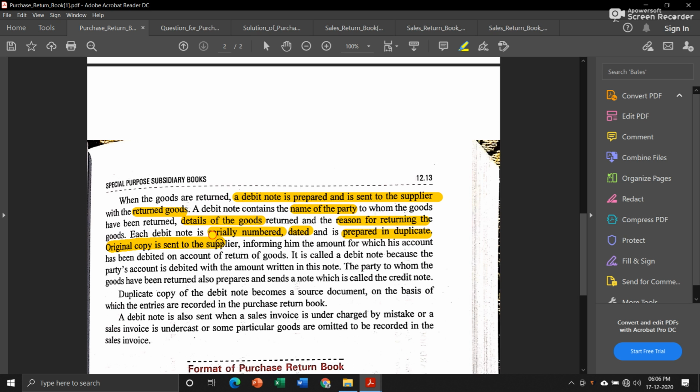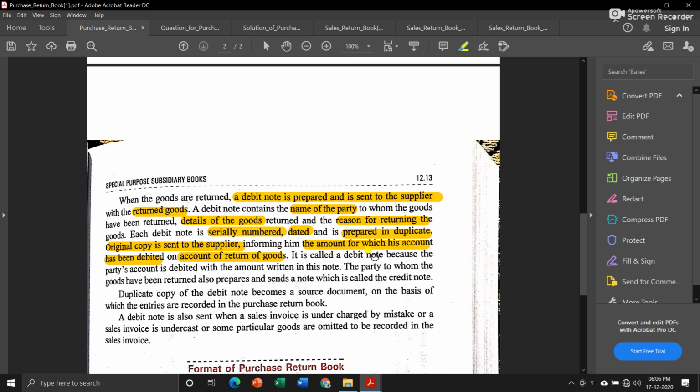Now the original copy is sent to the supplier. Now the original copy that you have prepared will be sent to the supplier. Through that you can inform him about the amount for which his account has been debited. Now when we return goods to the supplier, his account gets debited in our book, okay, in our book of accounts. So when we give a debit note to the supplier, it is a kind of intimation that your account has been debited in our book, and the reason for that is that we are returning goods.